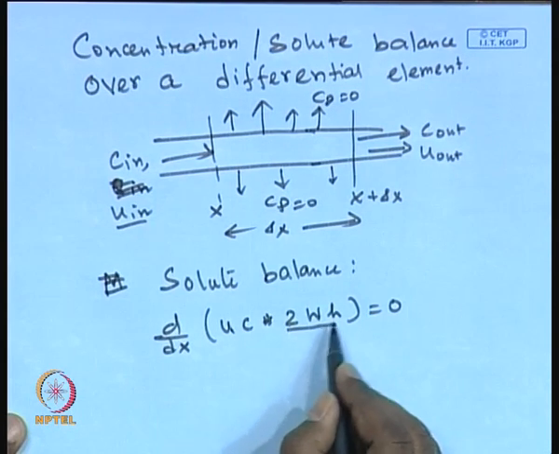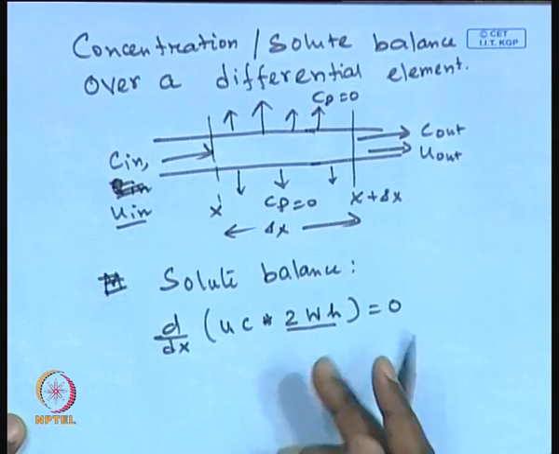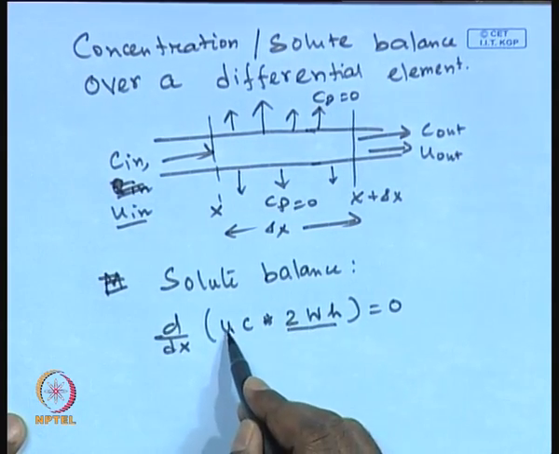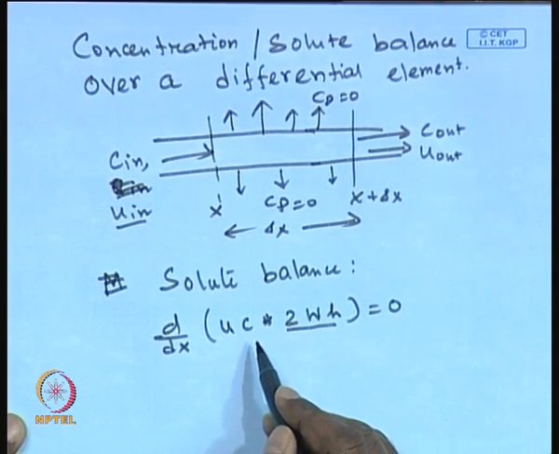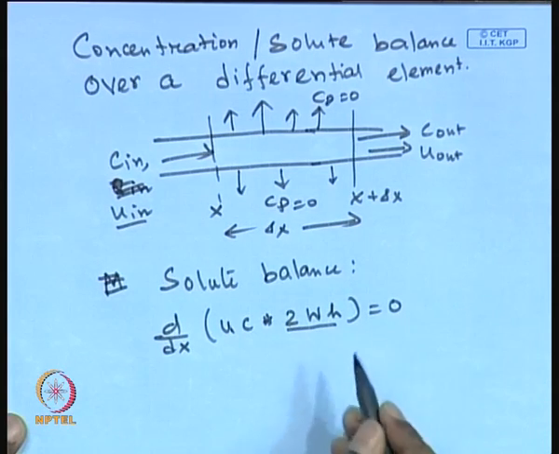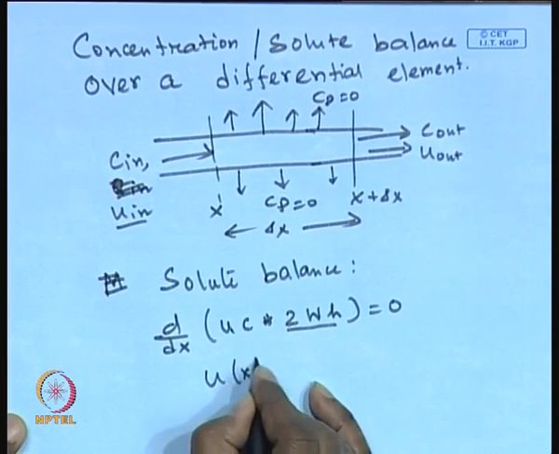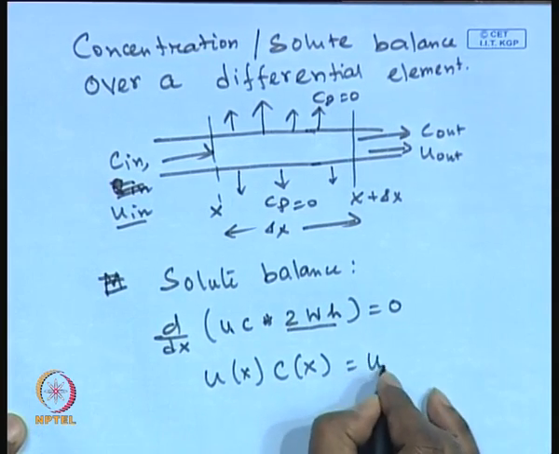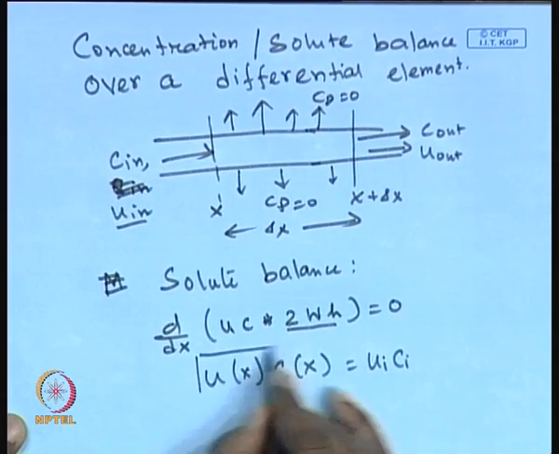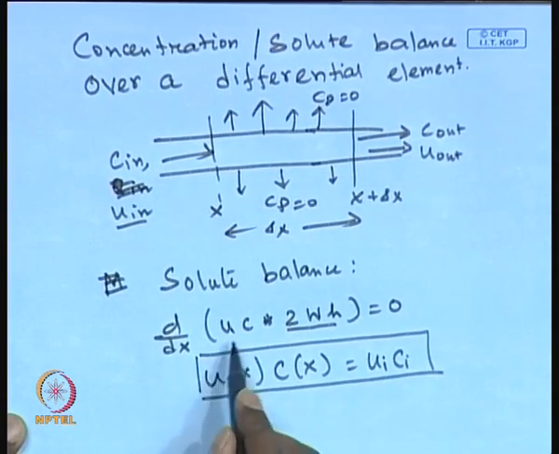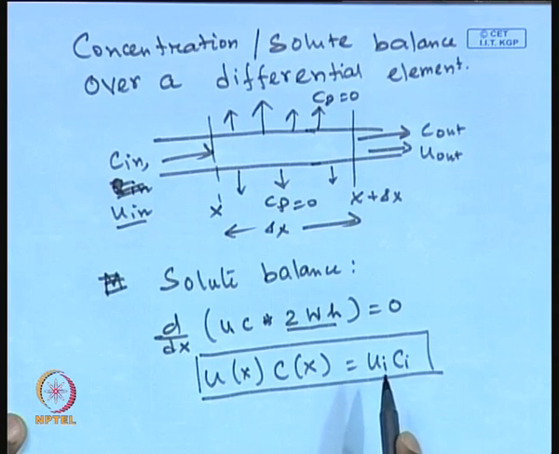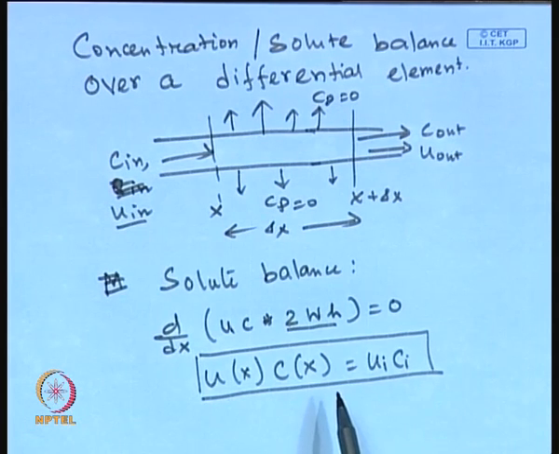Why is it 2? Because H is the half height. So that is the total height multiplied by the W, that gives the cross sectional area, multiplied by U, that will be the total flow rate, multiplied by the concentration, that will be giving you the kg per second. So that will be equal to 0, and what you are going to get is that U at x, C at x must be equal to U at inlet and C at inlet. That means U times C is constant, d/dx of UC equal to 0 means U times C is constant. That means at any location U times C is nothing but the product at the inlet.